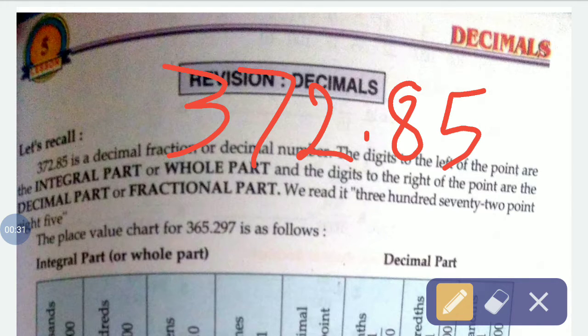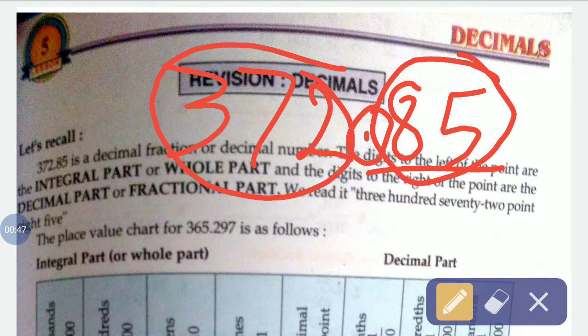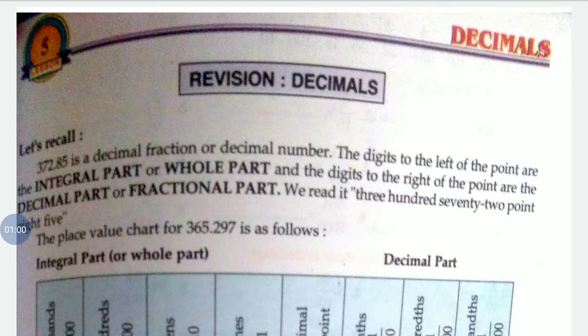372.85. So in a decimal there are two parts. This part is the whole part, and after the decimal point, the digits that are there are called the decimal part, or we can say the fractional part. So we will now see the value of these numbers according to the place value chart.